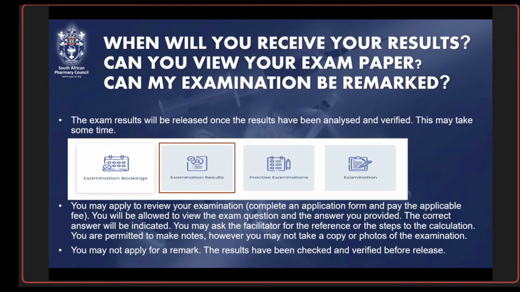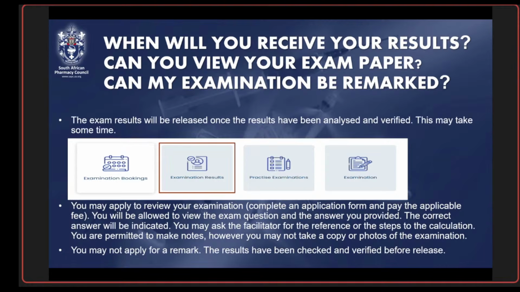And when you receive the results, can you view your exam paper or can the examination be remarked? The first part is that the examination results will be released once the results have been analyzed and verified, and this takes about 8 weeks. That is for the actual EISA. If it's a practice EISA, it takes about 2 days. However, if it's an actual EISA, it takes a period of 8 weeks. So if you write today, 8 weeks from now, that's when the results will be released.